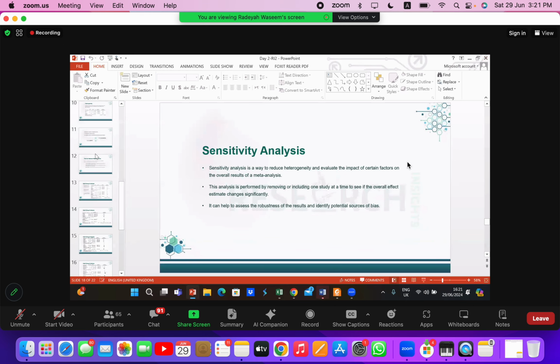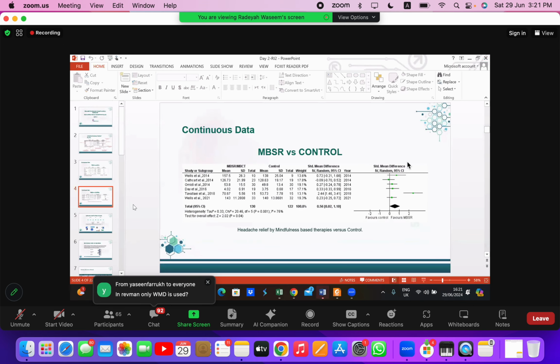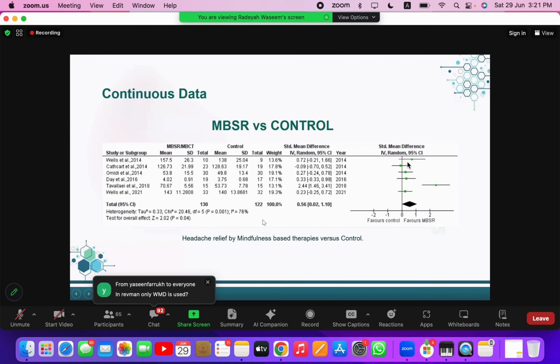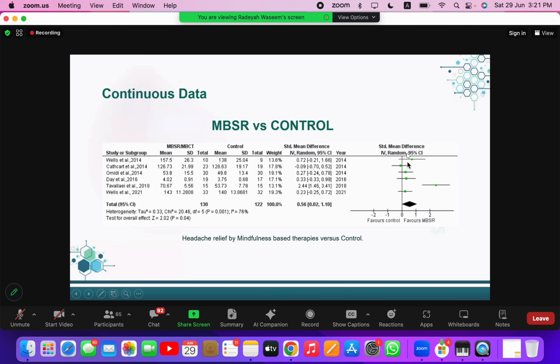I'll show you the forest plot for continuous data. This is the forest plot for continuous data. In RevMan, you can use weighted mean difference and you can also use standard mean difference. Look at this example. I've used standard mean difference here. You can use any of these in RevMan.